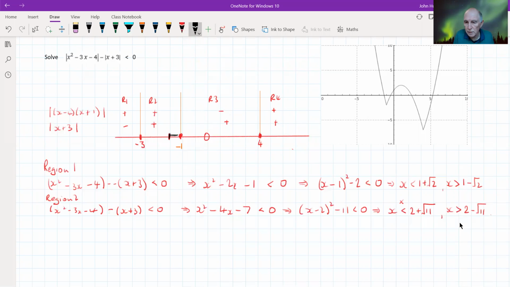So it's that bit. And then I said we're only interested in region 2. We're only solving for region 2 at this point, so it's just that area here. Let's look at region 3 now.